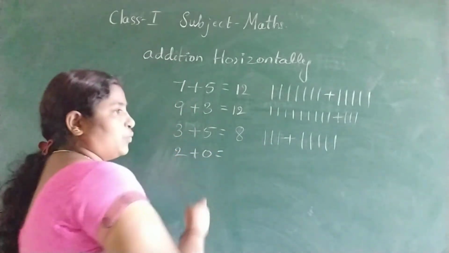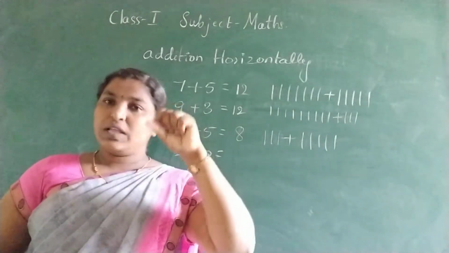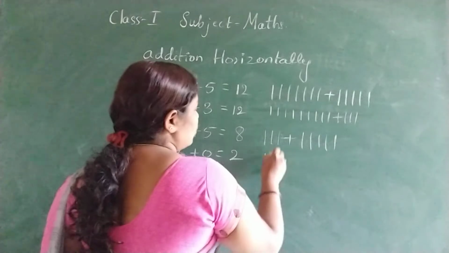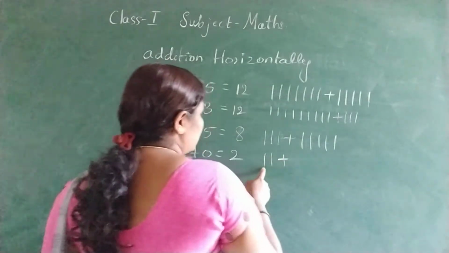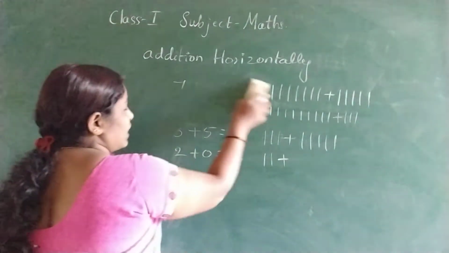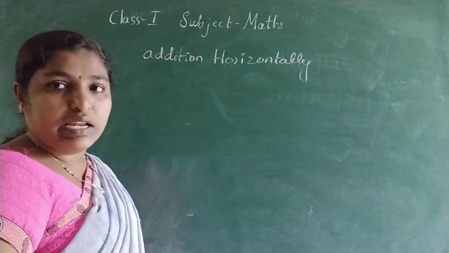2 plus 0. 2 plus 0 means nothing. 2 plus nothing, 2 only. So the answer is 2. How many lines? 2 lines. So this is addition horizontally.